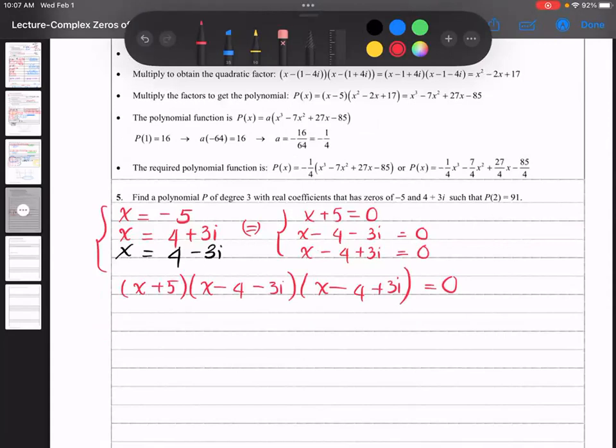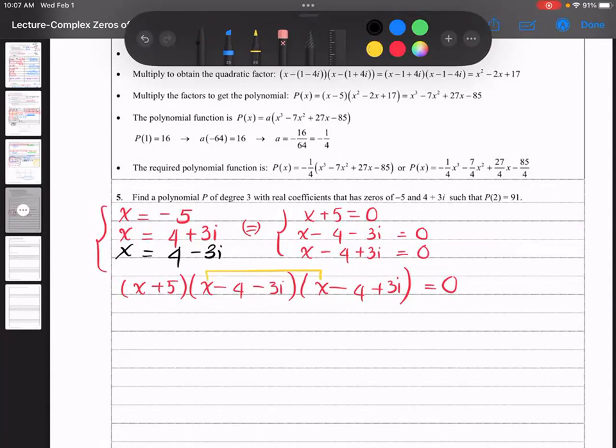x times x is x cubed. Of course, they're not satisfied with the factored form. They want the general form. That means we have to multiply it out. There's more than one way to do this. Let's do the last two first. I'm going to avoid this one and do the last two, the complex solutions.